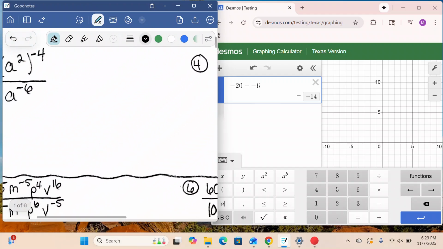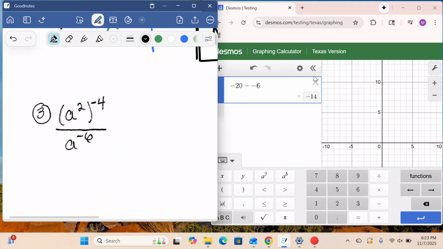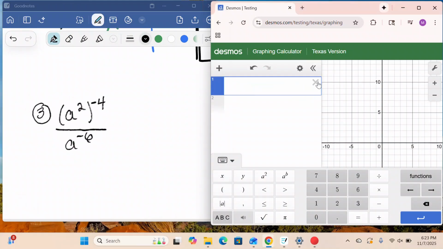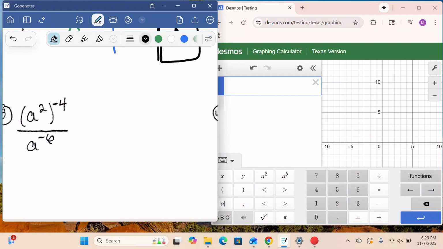If we look at number 3, it is the same thing. So we are getting practice with our Desmos. So we're going to do the same concept. We have the power raised to a power at the very top. So I'm going to put in an equal sign. I'm going to do the long division sign. I'm going to go ahead and put my line. And I'm going to say a, 2 times negative 4 is negative 8. And then I have a to the negative 6. I did nothing to it.